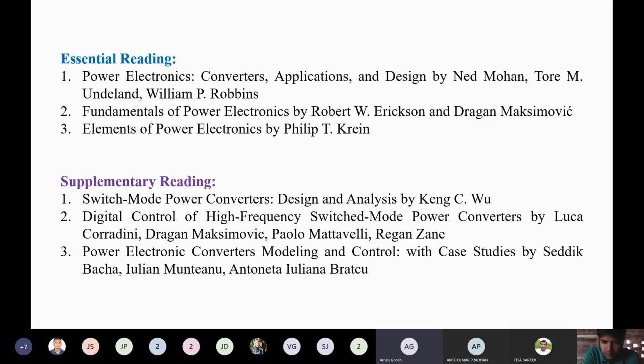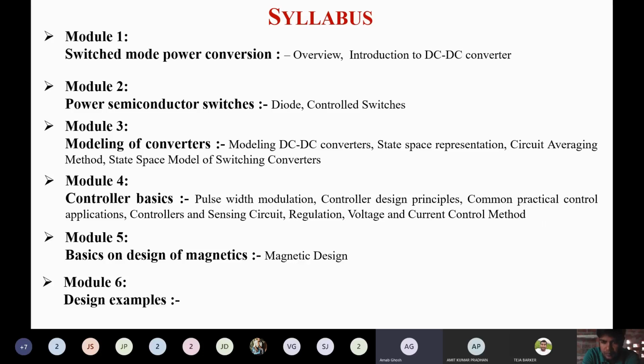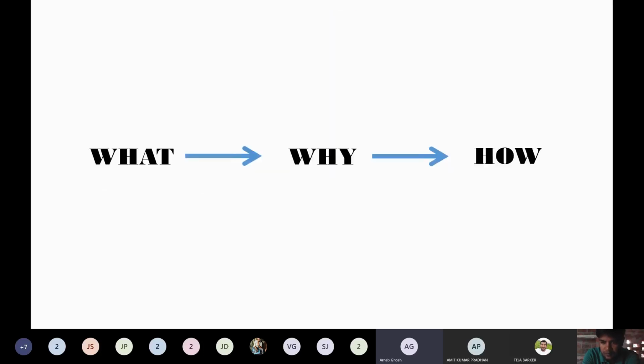In inverter circuits, we normally use IGBT. The characteristics of the switch mode solid-state devices are also important, and we will discuss that in module 2. In module 3, we are going to discuss the modeling of the converter, which is the most important thing. So what do you mean by modeling? I think you have some idea about modeling. So modeling means what?